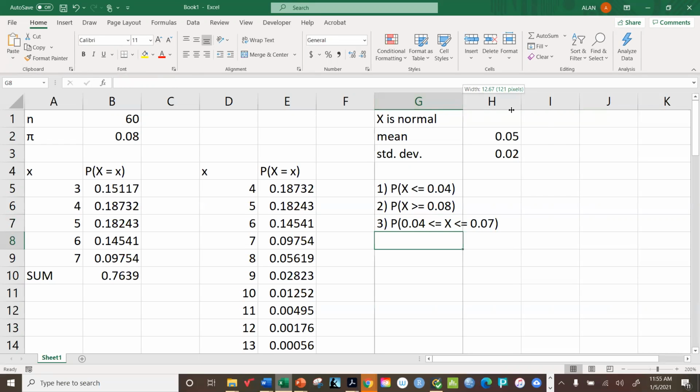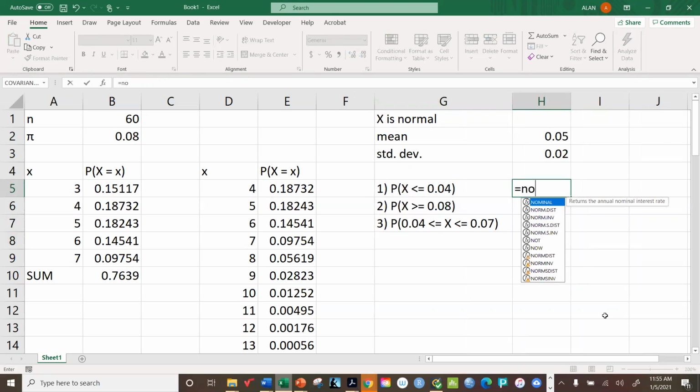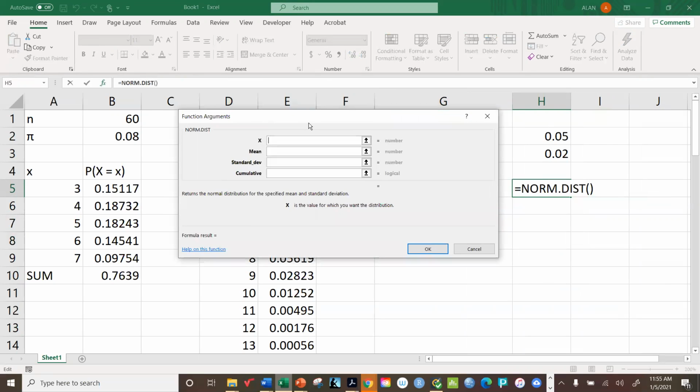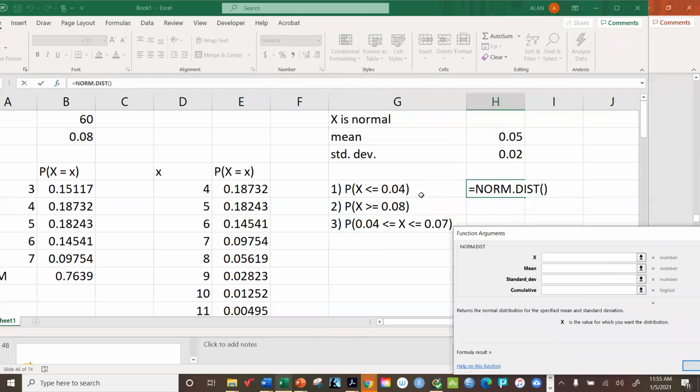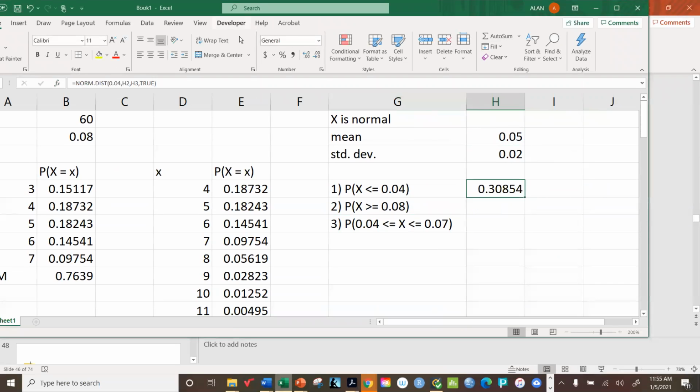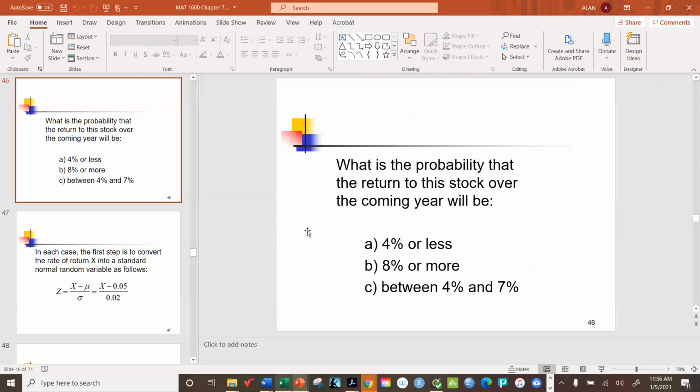Okay, so here's how it works with Excel. The function is called NORM.DIST for normal distribution, and you need to supply it with 4 things. X itself, in this case, is 0.04. The mean is 0.05. The standard deviation is 0.02. Is it cumulative? Yes. Put a 1 here for yes, or you can type the word TRUE. That's the probability. Now, if you recall, this is what we got in the slides.